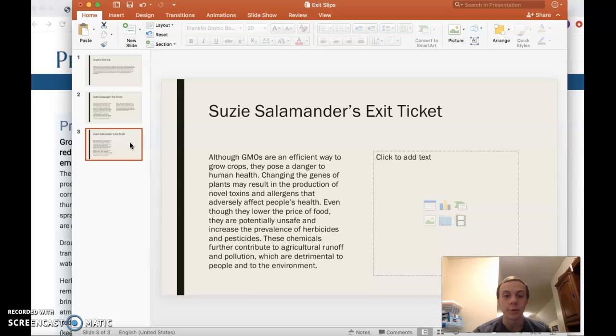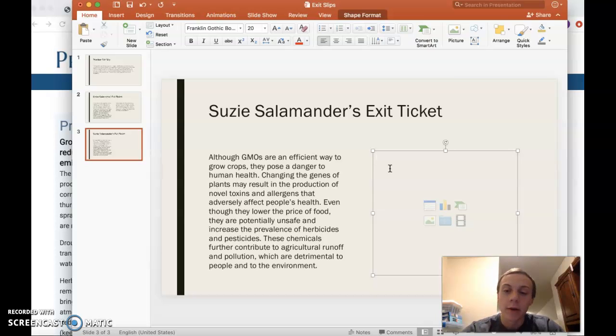Although GMOs are an efficient way to grow crops, they pose a danger to human health. Changing the genes of plants may result in the production of novel toxins and allergens that adversely affect people's health. Even though they lower the price of food, they're potentially unsafe and increase the prevalence of herbicides and pesticides. These chemicals further contribute to agricultural runoff and pollution, which are detrimental to people and the environment. All right, so this is a different perspective here from Suzie Salamander.